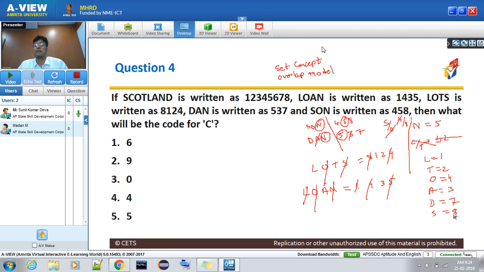The idea here is we are looking at them as sets. S, O, N are 3 different numbers. 4, 5, 8 are 3 different numbers. They are somewhat mapped to them.